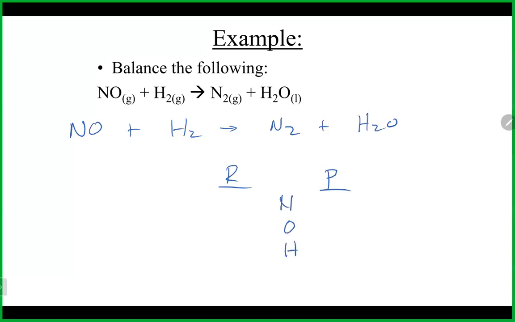Here I'm going to count up what I have on the left. I have 1 nitrogen, which is here, and on the right I have 2 nitrogens. On the left, I have 1 oxygen, and on the right-hand side, I have 1 oxygen. On the left-hand side, that 2 means I have 2 hydrogens, and same deal on the right, I have 2. So by making this table, I can clearly see everything is balanced except the nitrogen, which means that's a good place to start.